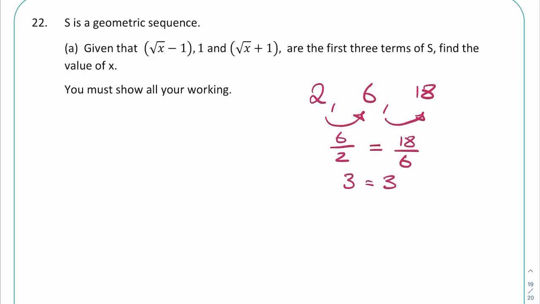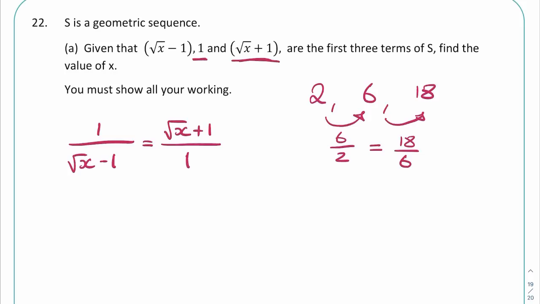So whenever you do the term after divided by the term before, they will always be equal in a geometric sequence. And we can apply that logic to this question. So the term after, 1, divided by the term before, or 1 over root x minus 1, has to be equal to the term after, root x plus 1, divided by the term before, 1. So root x plus 1 divided by 1.